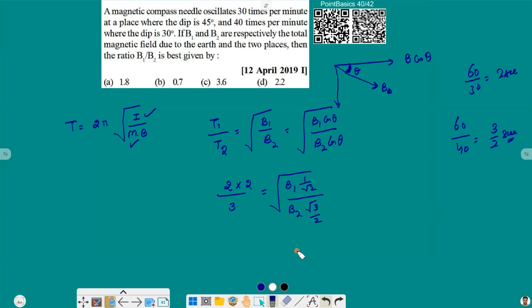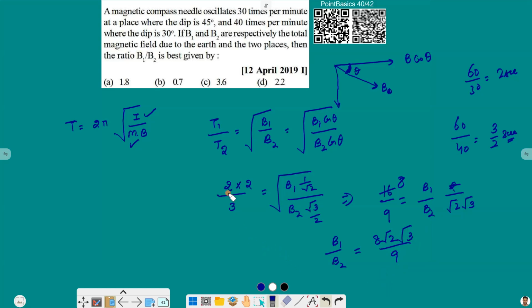So squaring both of these sides, we will get 4 square, 16 by 9, is equal to B1 by B2, we have 2 root 2 root 3 here, and the ratio of B1 by B2 will be 8 root 2 into root 3 divided by 9.